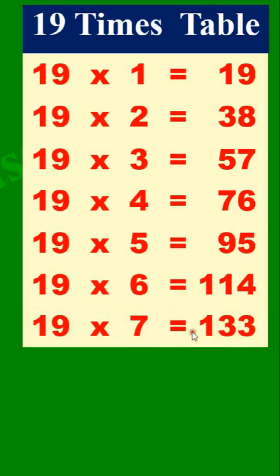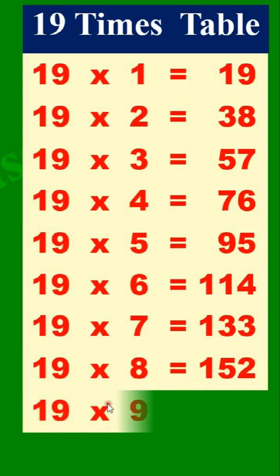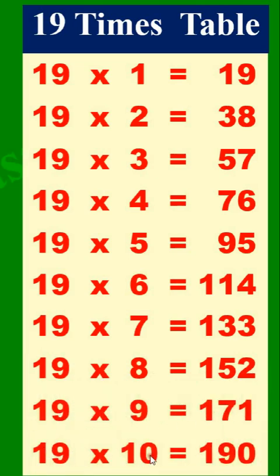19 times 7 is equal to 133. 19 times 8 is equal to 152. 19 times 9 is equal to 171. 19 times 10 is equal to 190.